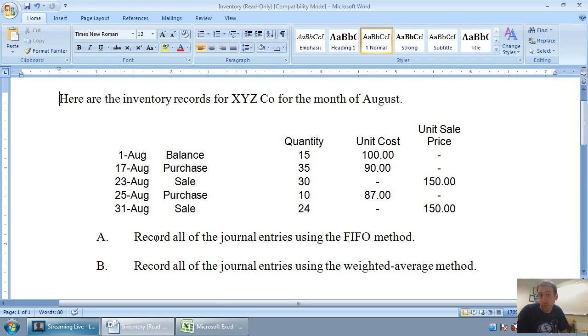In our last video, I took a look at four different ways that companies may opt to keep track of their inventory. We talked about FIFO, first in, first out, LIFO, last in, first out, the weighted average method, and as well, we touched on the specific unit identification method, which is more for big ticket items.